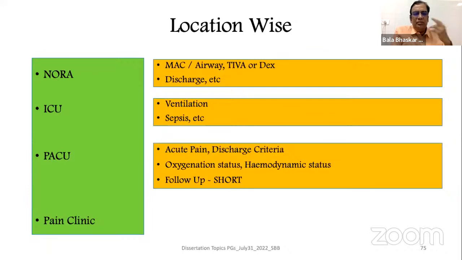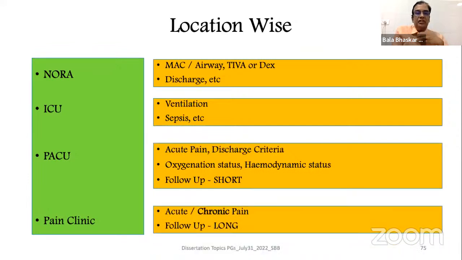Okay, so if PACU is available, short stay is available, where we want the nurses to follow up the patient, as I said about the availability of human resources, we can pick up a topic related to PACU. Pain clinic, if you've got pain clinics available, especially chronic pain, for example, follow-up is secured for a long time. So this is one of the limitations, but again, if you've got human resources and time, we can always talk about this.